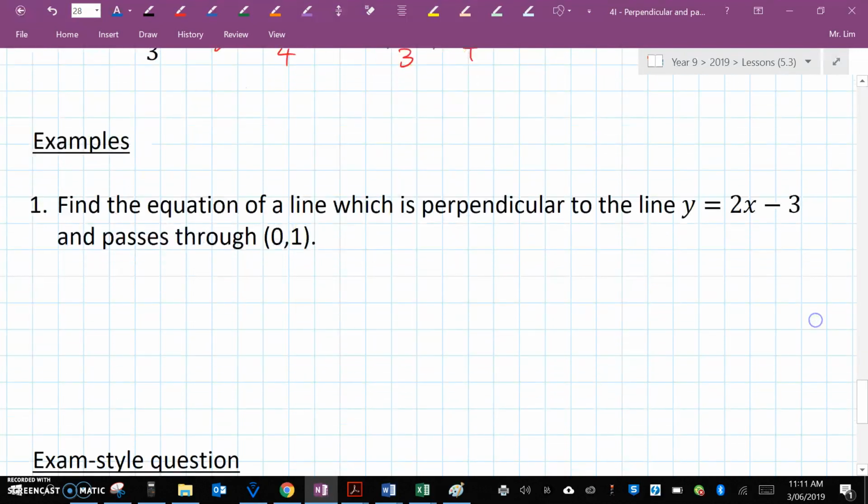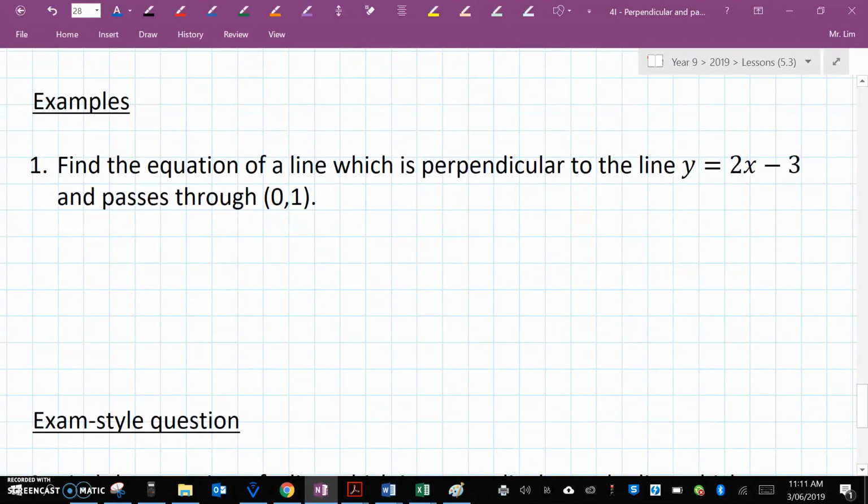So let's have a look at one example. Find the equation of a line which is perpendicular to the line y equals 2x minus 3 and passes through 0, 1. Remember, highlight the keywords. Here the keyword is perpendicular, which means the gradient will be the negative reciprocal of the one given to us in the question. Here, m1 is 2. Therefore, the gradient of the line that's perpendicular, flip the fraction, it's half, change the sign, negative half. So y is equal to mx plus b.